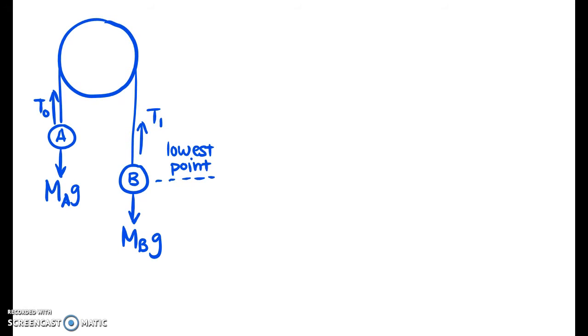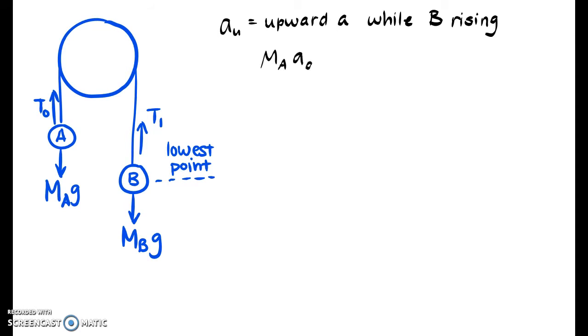Now we have the second part, namely when B reaches the lowest point and starts moving upwards. So we'll say let AU equal the upward acceleration, so the upward A, while B is rising. So while B's motion is upwards, we have the same free body force diagram as before, and if we write out the equations of motion for the two objects, we'll find that they are also the same. So we'll write it as such, and for object B, it is also the same as before.